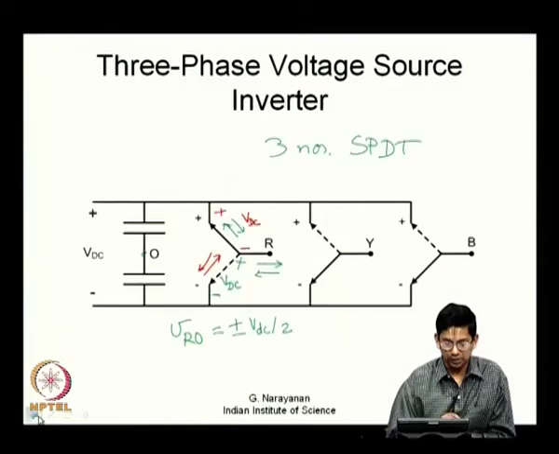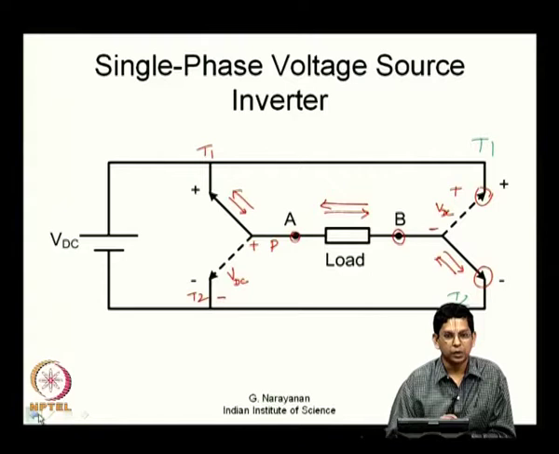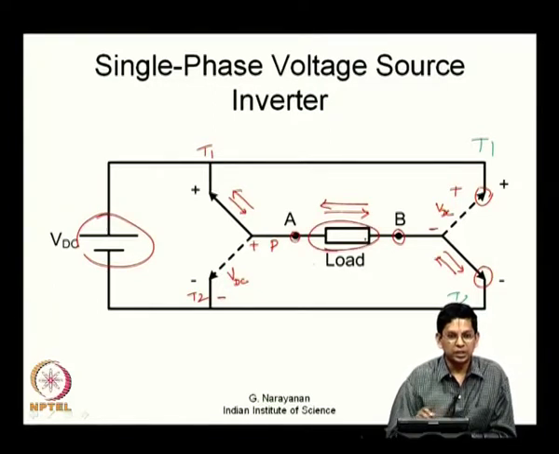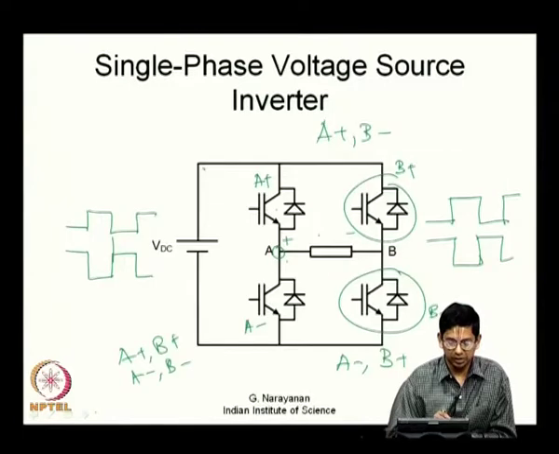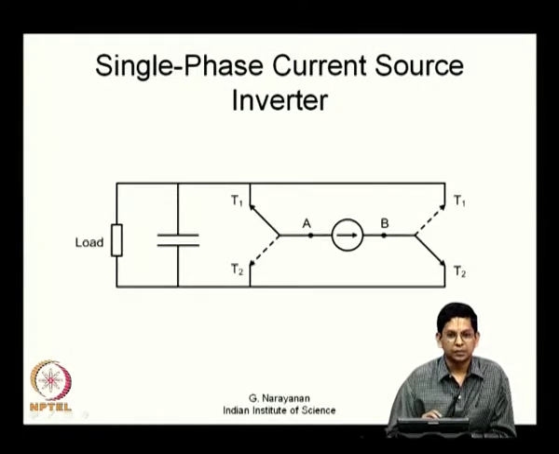So, you look at a single phase voltage source inverter. What do you have here? You have a load here and you have the DC supply connected here. You just interchange these two, and you get a single phase current source inverter.